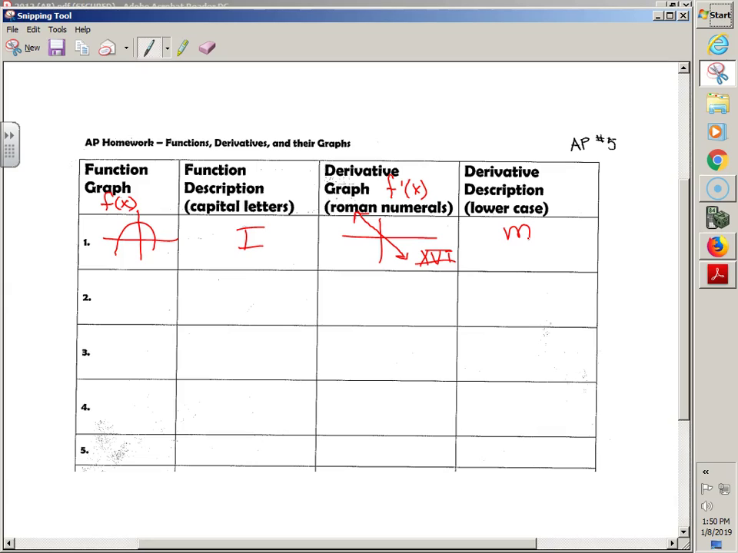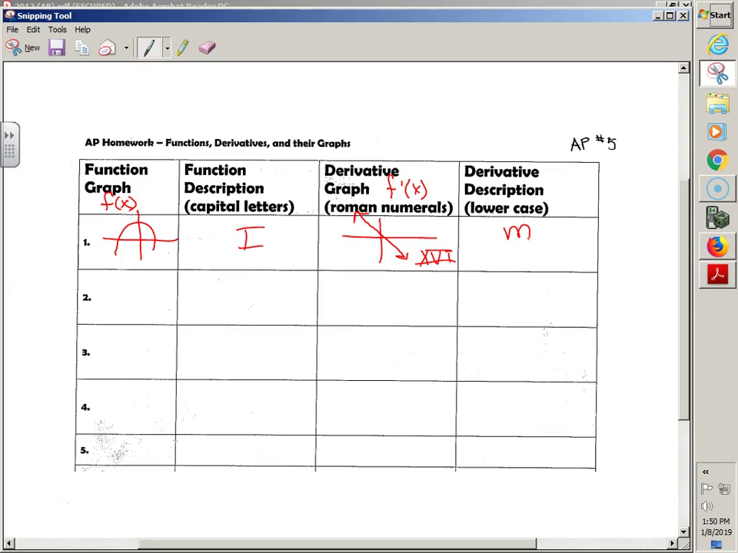Maximums and minimums that are smooth turns in an f of x should be x-intercepts in the derivative. That one's helpful. Increasing, decreasing of f shows above or below of f prime.